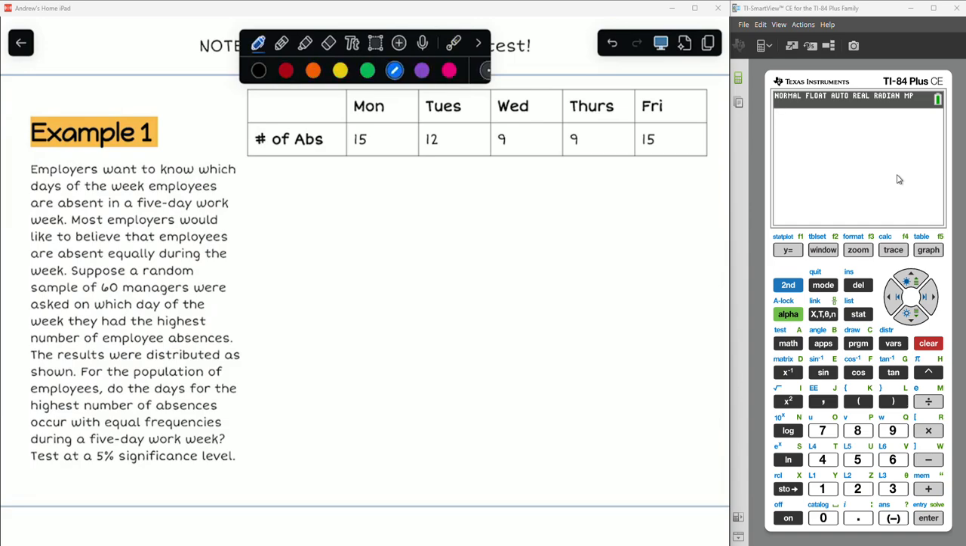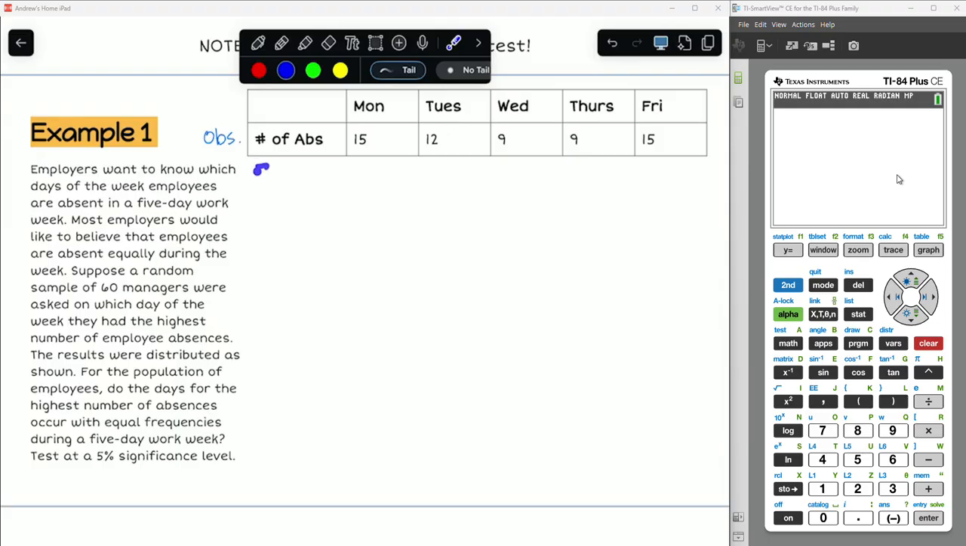So what they've given us here is some observed values based on input from 60 managers. So I should have 60 data values in this table, and if I add up really quick, 15 plus 12 is going to be 27, 36, 45, 60. So that does check out that we sampled 60 individuals.